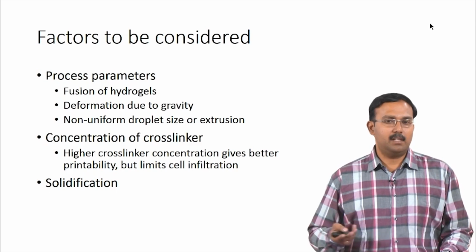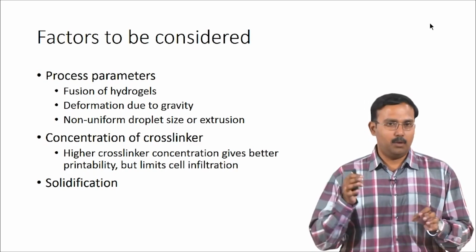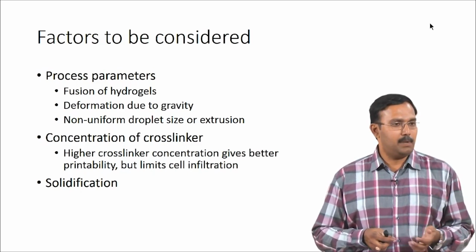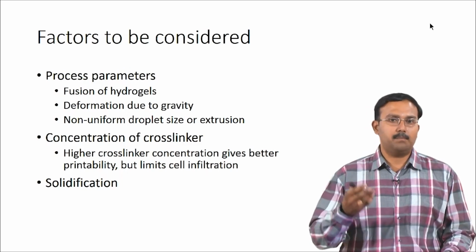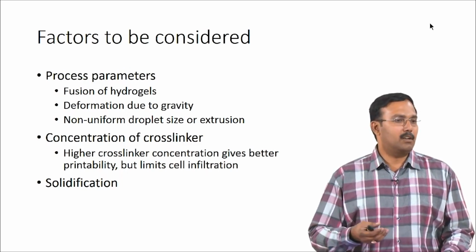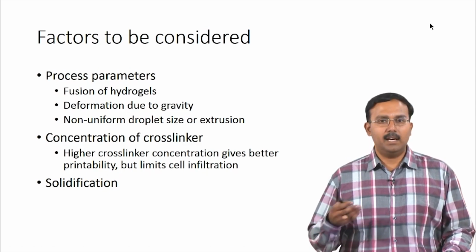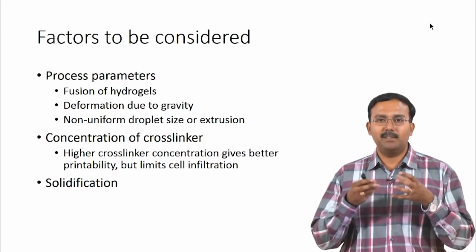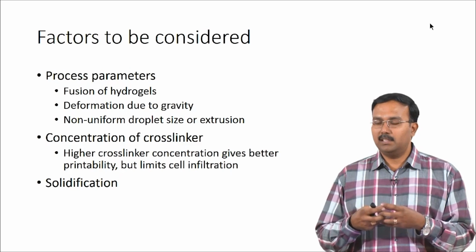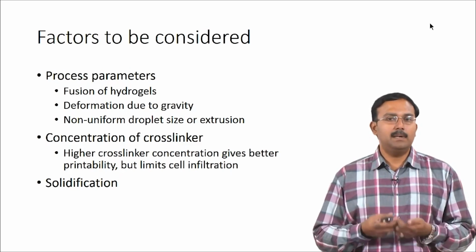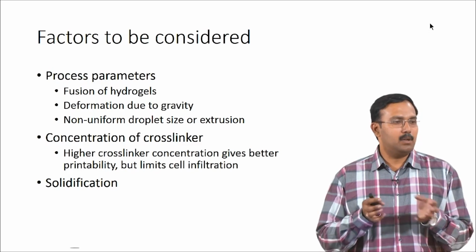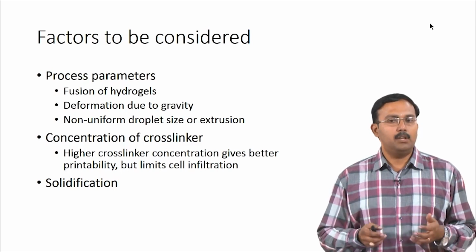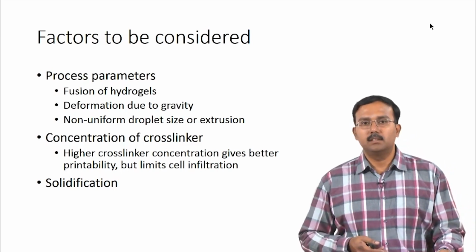Non-uniform droplet size or extrusion can happen because of how the process is being taken care of, and the concentration of crosslinker will also play a role in some of these properties. For example, gelation will depend on the concentration of crosslinking. If you have a high crosslinker concentration, you will have better printability because it will form very strong structures after printing, but it will limit cell infiltration. Another thing is the final solidification of the construct after it is printed. So all these factors have to be looked at while you are printing a 3D structure.